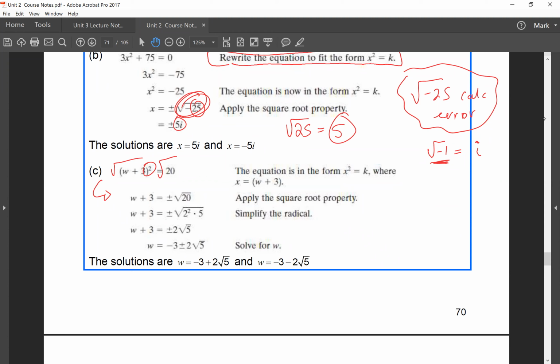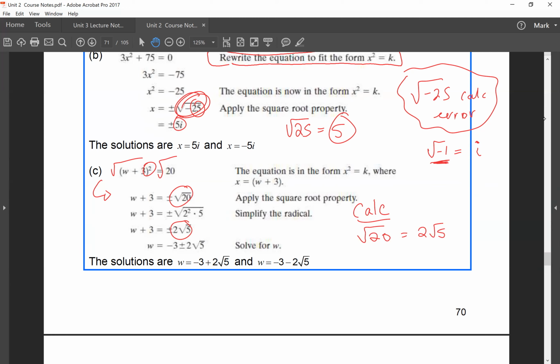Oh, this is a tough one. Let me see if the calculator will do this one for you. I hope it does. Yes, nice. Okay, so guys, this working right here that I'm circling, how does this happen? How did the square root of 20 turn into 2 root 5? You can do this on your calculator. If you enter the square root of 20, you will get 2 root 5 on your calculator.